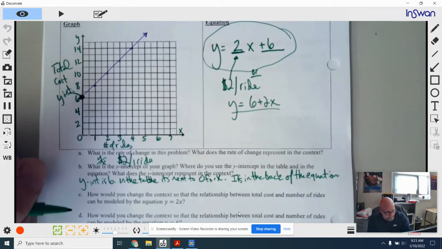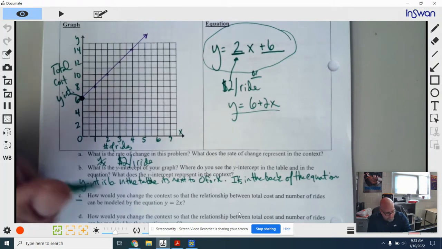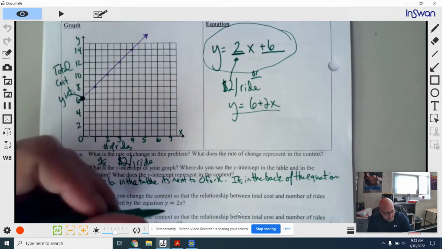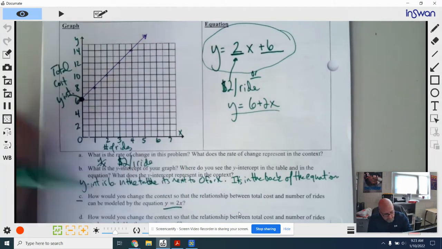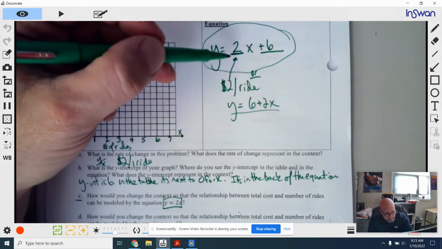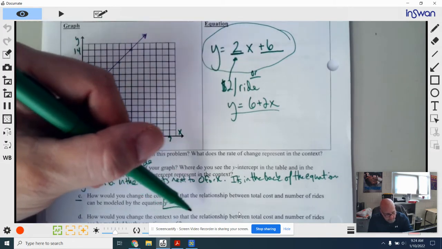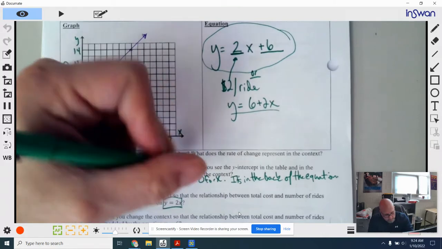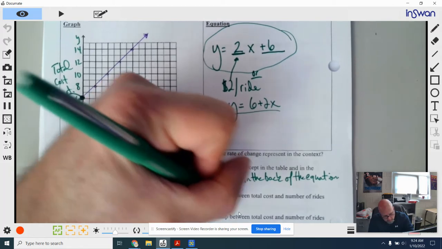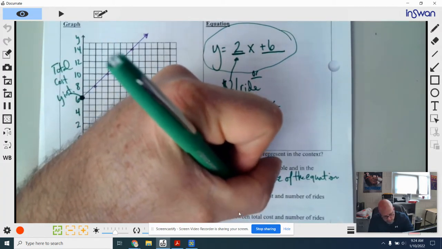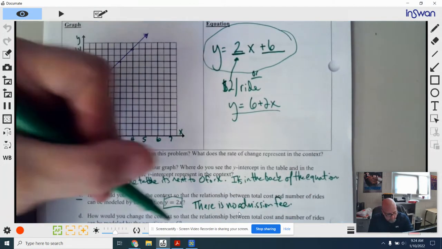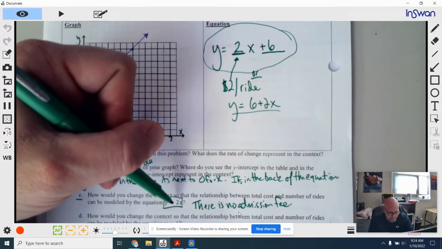Okay, letter C. How would you change the context where the relationship between total cost and number of rides can be modeled by the equation y equals 2x? So they say, how can you change the story so you just have this equation? Notice it's different than this one up here. And what they left off was that plus 6. So that would mean the story would change. There is no admission fee. The ride still costs $2, but there's no admission fee.